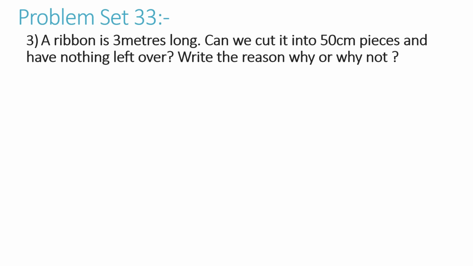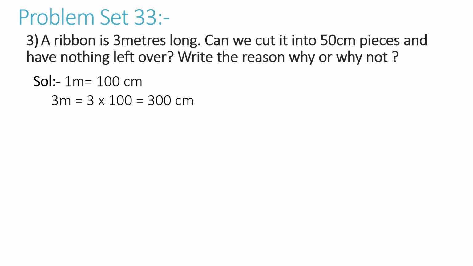So 1 meter is 100 centimeter. 3 into 100 you have to do. That is 300 centimeter. Now you have to check whether 300 is exactly divisible by 50 or not. Okay, so let's do it by division. So 300 you have to divide by 50. Now 50 6s is what? 300.